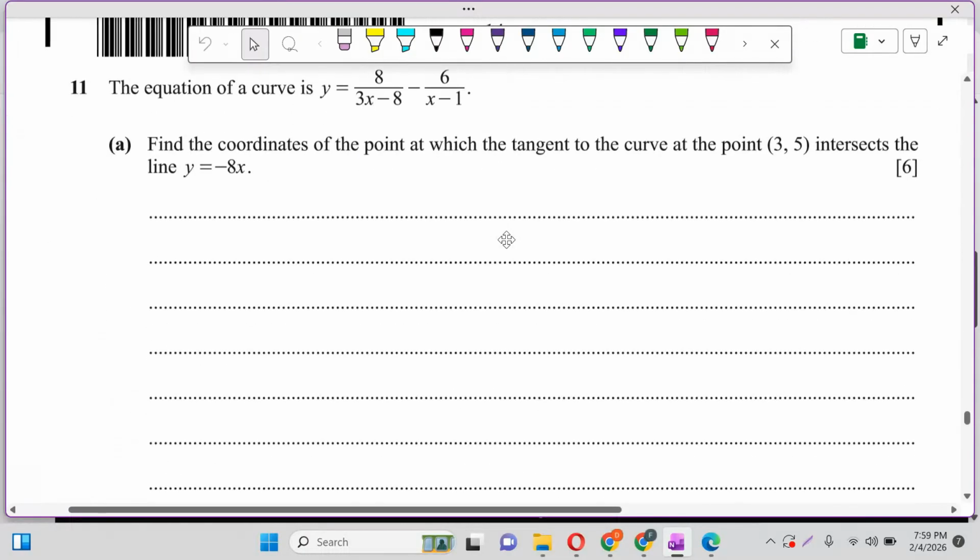Okay, let's move to question number 11, and this question is related to differentiation.